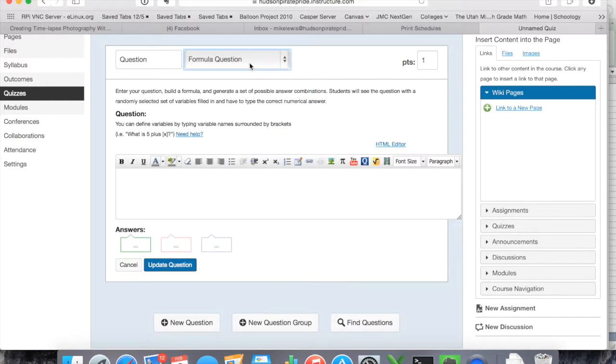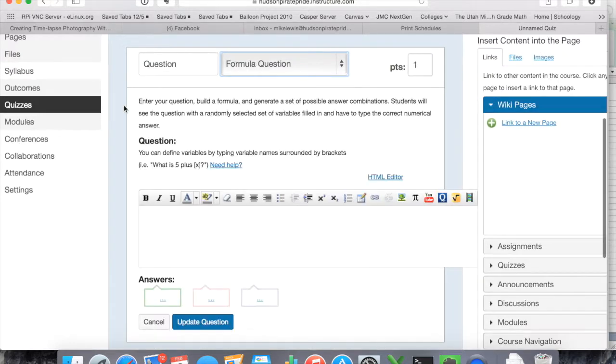So if I choose a formula question, we get some instructions here. The instructions say to build a formula, and it'll generate some answer combinations. The students will see a randomly selected set of numbers in where those variables go, and they have to put in the correct numerical answer. They have a very, very basic example here. I'm going to show a couple that do a little bit more.